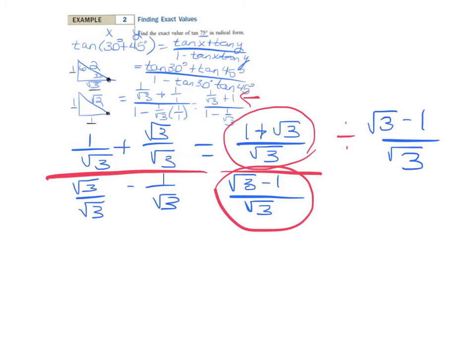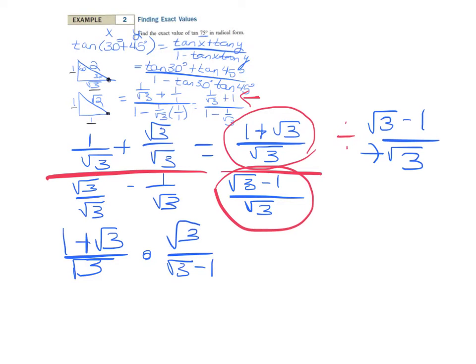When you divide, you just flip them. 1 plus the square root of 3 over square root of 3 times, and flip this one, the square root of 3 over the square root of 3 minus 1. Now I can cancel out, and I have left 1 plus the square root of 3 over the square root of 3 minus 1. Remember how we don't like radicals in the denominator.